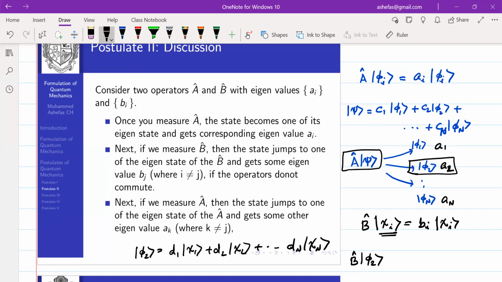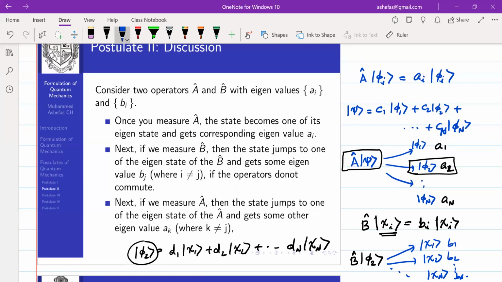In general, chi 1, chi 2 up to chi n is also a basis. Therefore, ket phi 2 can be expanded in terms of this basis vector. So the action of B on phi 2 can lead to different results. We may get chi 1, or chi 2, etc., we may get chi n also. If we get chi 1, we will get the eigenvalue b1, or eigenvalue b2, and up to eigenvalue bn. So you may get different possible eigenvalues. There are different possibilities, and we cannot predict which eigenvector it will collapse to.